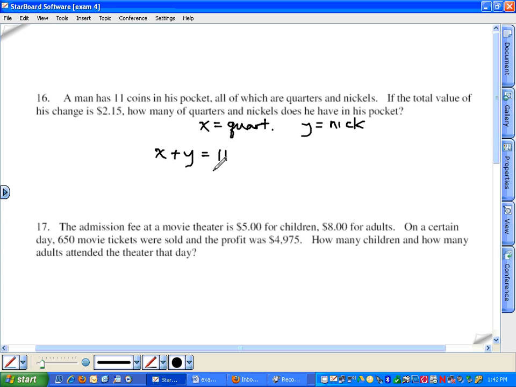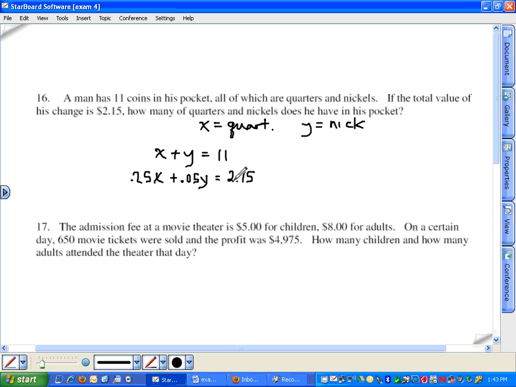Now the total value of his change is $2.15. The total value is found by the value of quarters plus the value of nickels. If the value of a quarter is 25 cents, the total value of all the quarters is 25 cents times how many quarters there are. The value of a single nickel is 5 cents, but the total value of all the nickels he has in his pocket is 0.05 times the number of nickels he has. The total of both types of coins is $2.15.